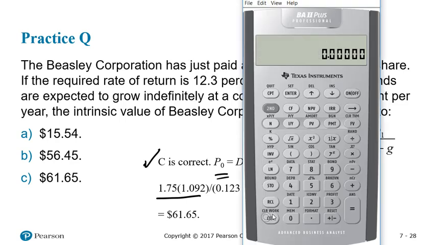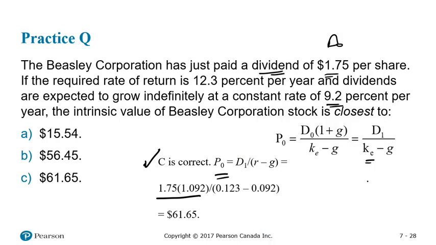So I'm just going to bring up the calculator. $1.75 times 1.092, that's the 1 plus G, so we got 1.911. That's why it's important to use 5 decimals on my calculator, because you're going to get into certain roundings, and I want the numerator to have 1.911, okay? So D1 is 1.911, and we're going to divide by K minus G, or R minus G.